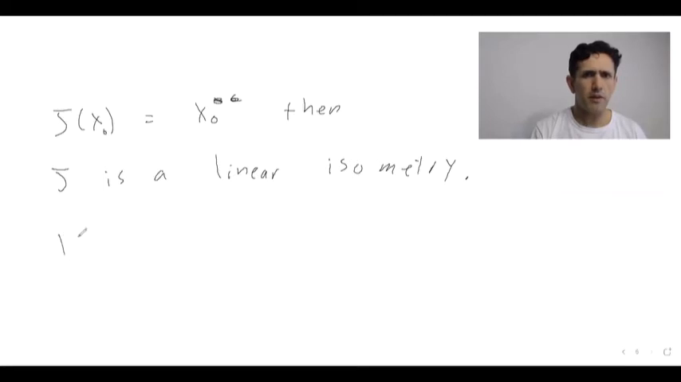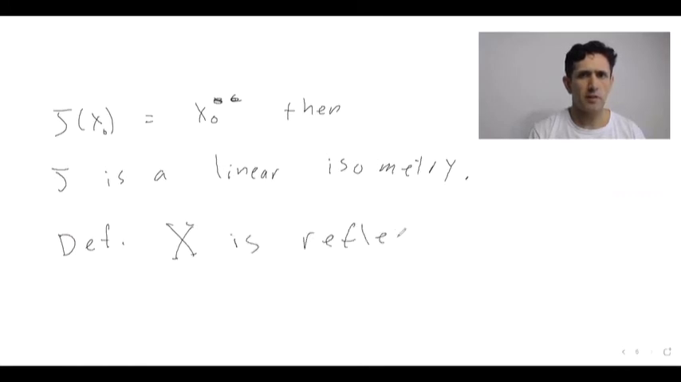So that leads to the following definition. A normed vector space is reflexive if J is in fact surjective.